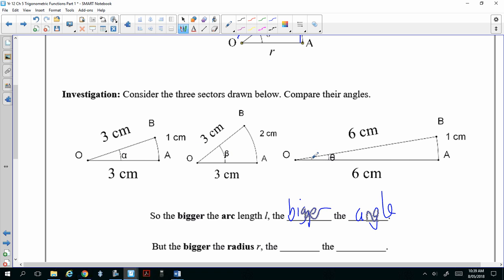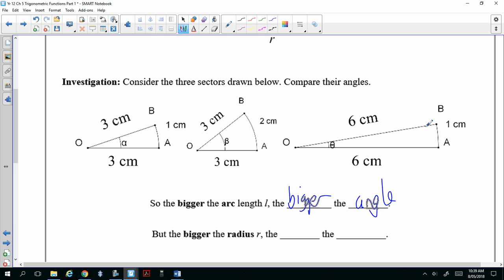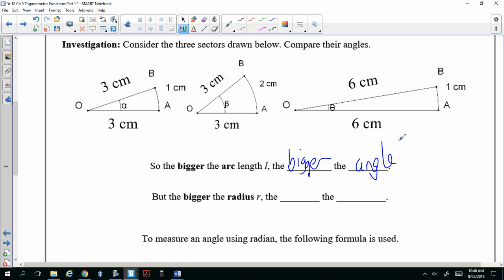What if I make the arc length the same? They're both 1 centimeter, but make the radius longer. What effect does it have on the angle? Makes it smaller, right? Just imagine that you're going away from a light source. The further you walk away, the smaller the angle becomes. So we see the bigger the radius, the smaller the angle. So it looks like an angle depends on 2 things: the arc length and the radius. The arc length will make the angle bigger, the radius will make the angle smaller.